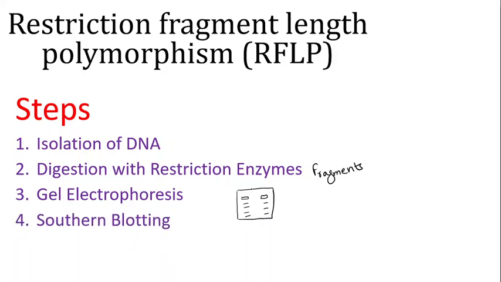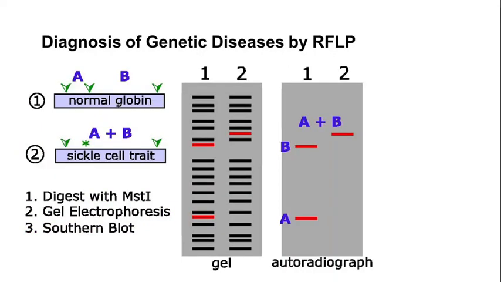We will transfer this separated pattern of DNA onto a nitrocellulose membrane, and on that nitrocellulose membrane we will hybridize with a particular probe. That probe could be specific for a particular disease, for the gene responsible for a disease, or maybe any other particular gene which we are looking for. For example, here, if you see, diagnosis of a genetic disease by RFLP.